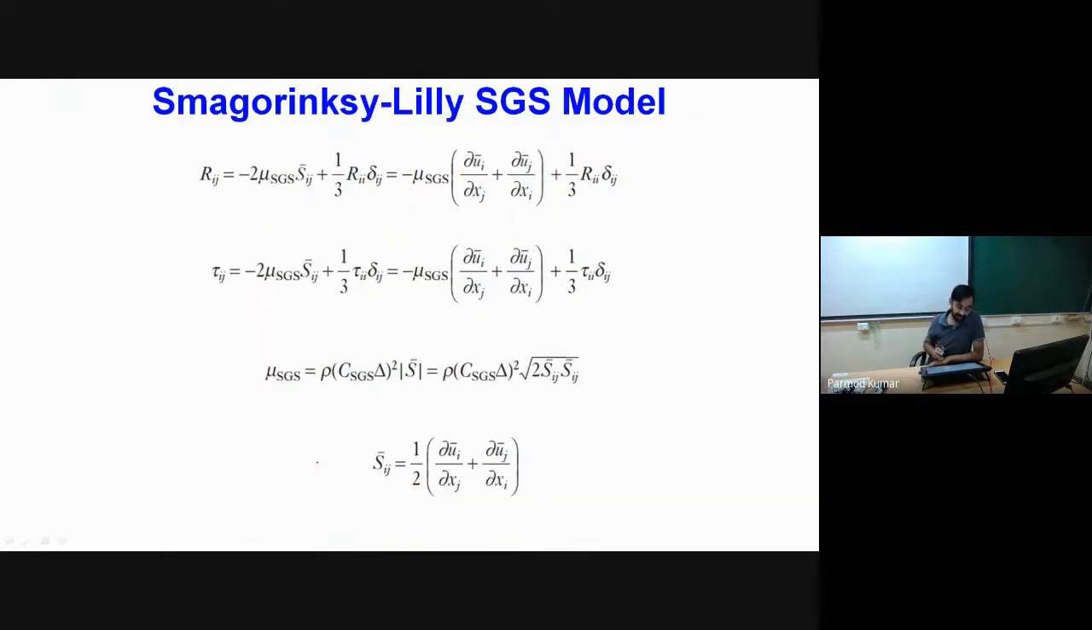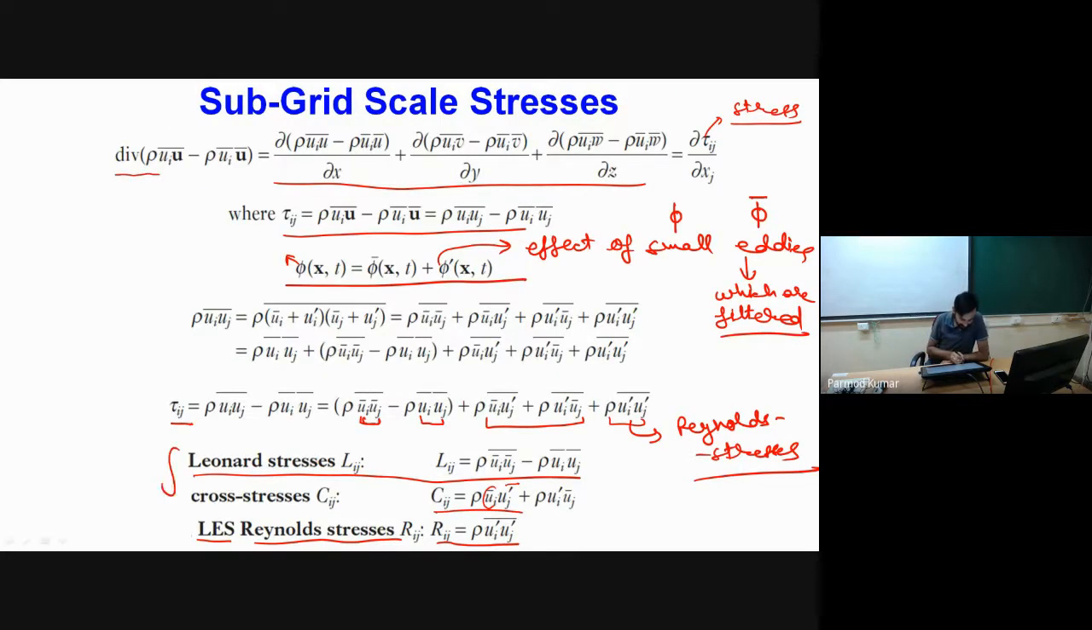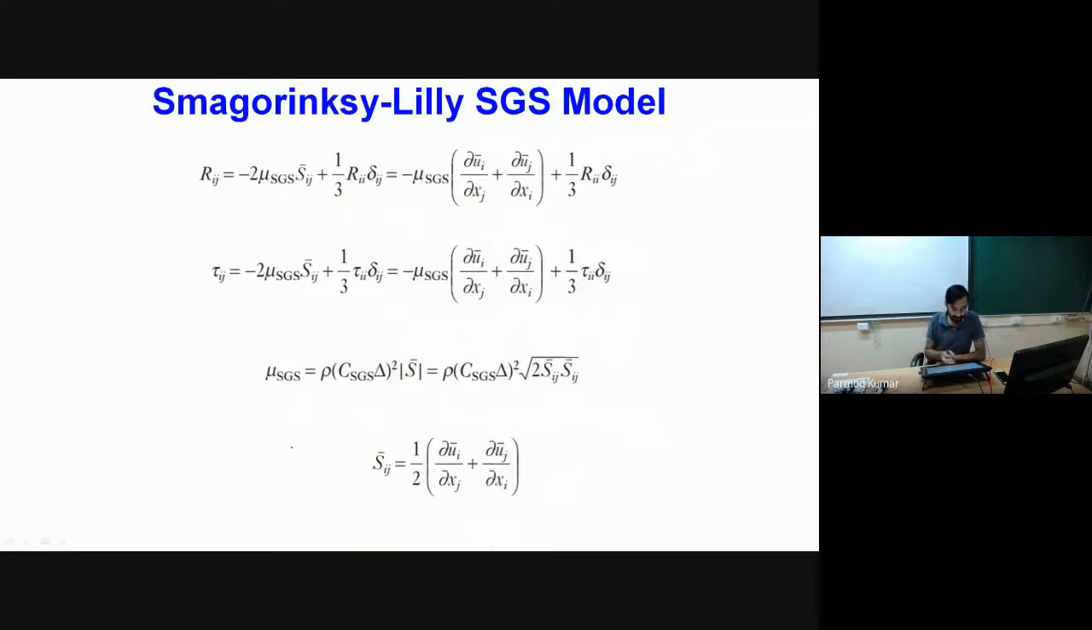For this, we have the Smagorinsky-Lilly SGS model. Basically, these stresses, whatever we have obtained, we call nothing but subgrid scale stresses. So all these three are called subgrid scale stresses, SGS stresses. Okay, so for finding the value of these SGS stresses, we have to go for some SGS models. So this is the first model which we will see over here.